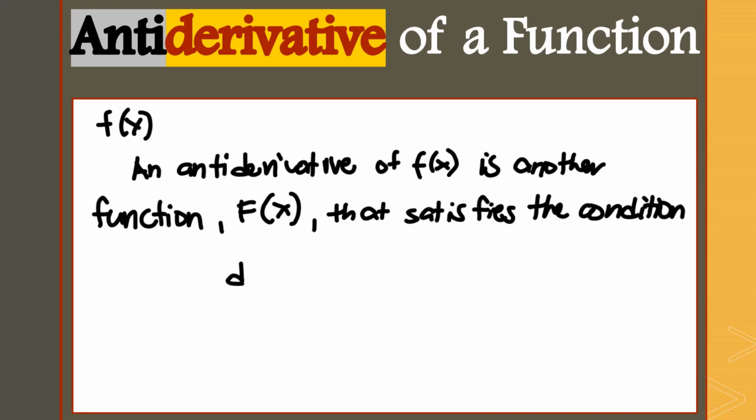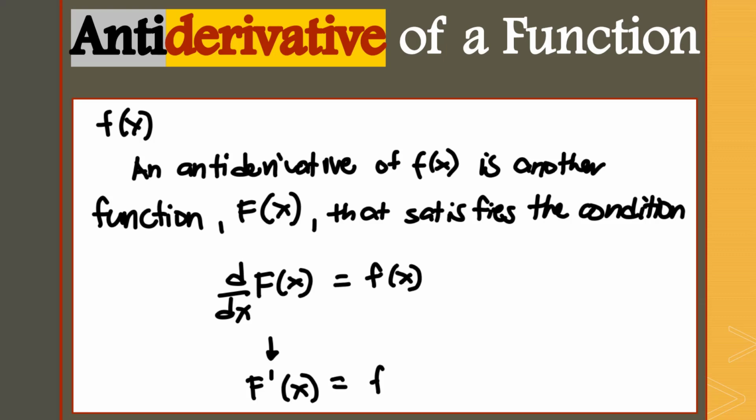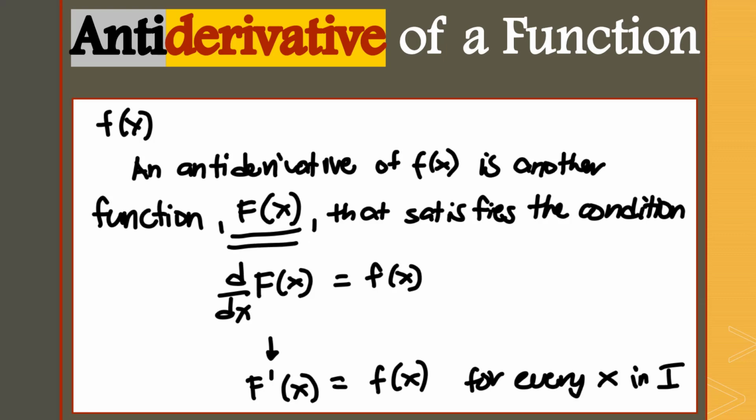that the derivative of your function F of x with respect to x, or of course also known as this notation here, is just equal to our f of x. If this is satisfied for every x in the interval, let's say we have here the interval I for both functions, then that means that this function F of x, the capital F, is considered as the antiderivative of our given function f of x using the lowercase f.